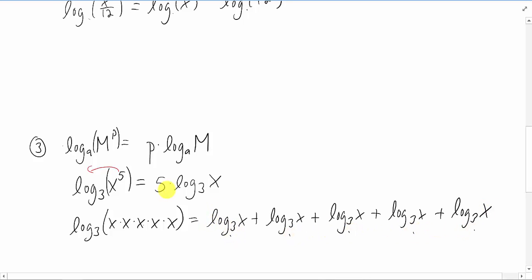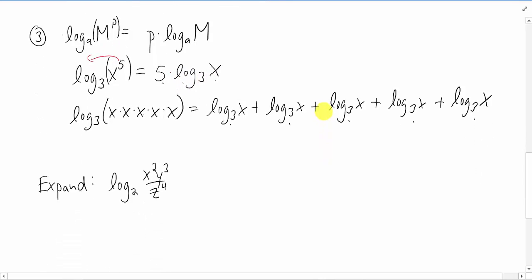Well, we have 5 of those. We have 5 log base 3 of x. Okay, so that's a really quick explanation. Let's put this into practice a little bit.